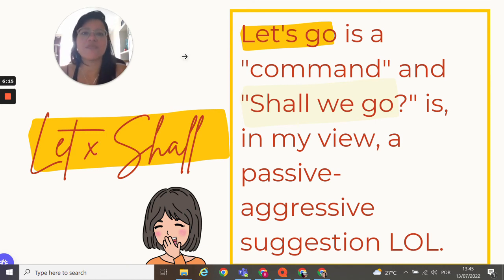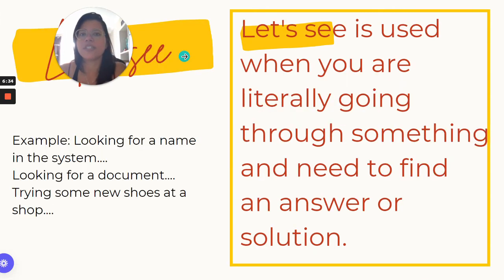"Shall we go?" is more passive aggressive, whilst "let's go" is just like, let's go. It's not a question. It's like, let's go. Let's go, chop, chop. You see? And we Brazilians, we mix them up a lot, these two expressions. Now, got it, got it, got it. If you haven't, drop me a message here in the comments.